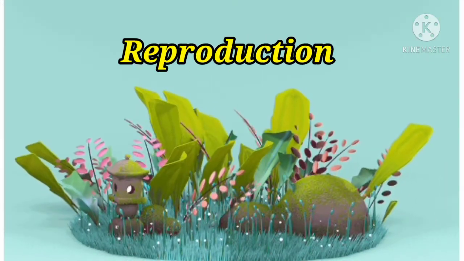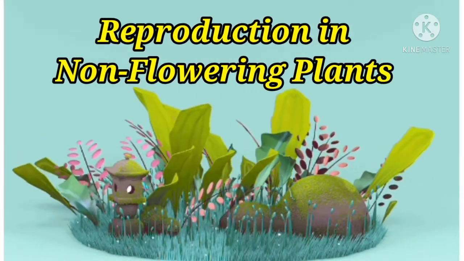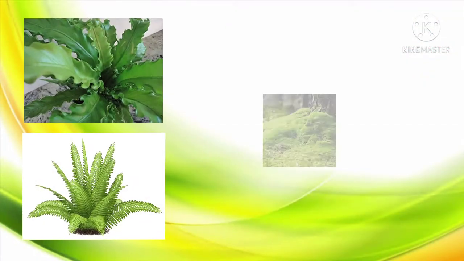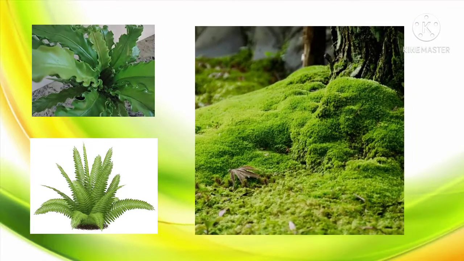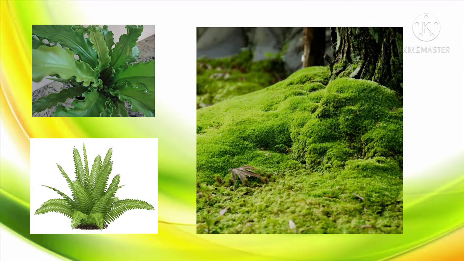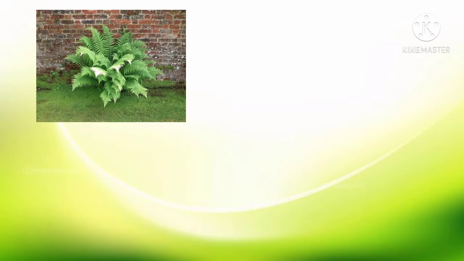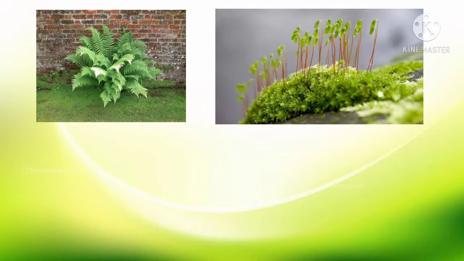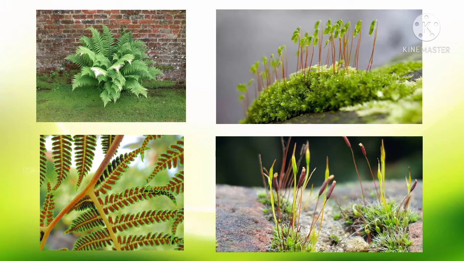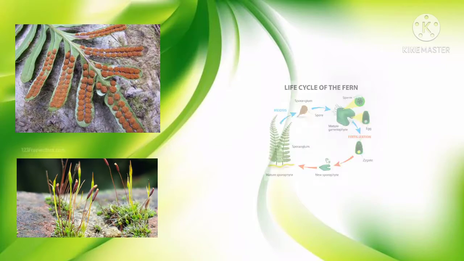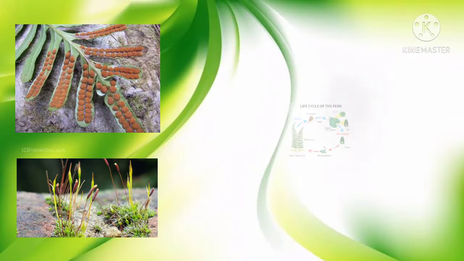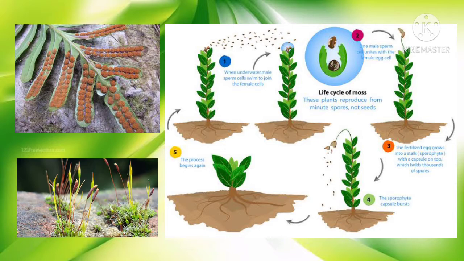Now let's go to the reproduction in non-flowering plants. Plants like ferns and mosses do not have flowers and seeds, but they can still reproduce. When you look at the underside of a mature fern or the end of the moss stalks, there are clusters of dark dots. They are actually spore bags. Similar to seeds, spores will become fern plants and mosses if the conditions are favorable to them.